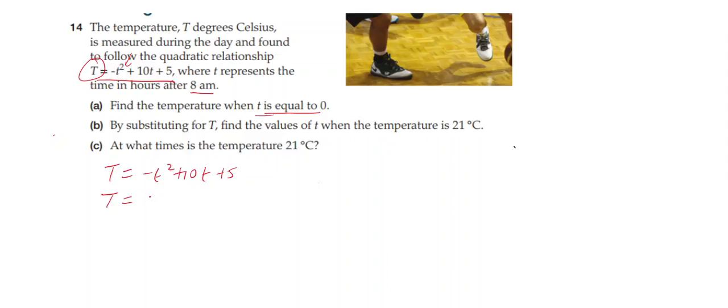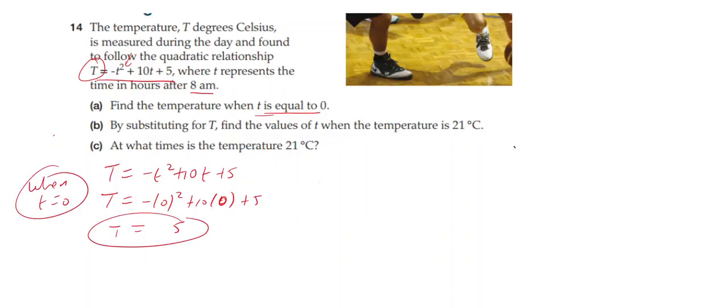That's what it's asking. So when time is 0, I'm just going to sub in 0 for small t, and I get 0 plus 0 plus 5. So big T equals 5. So when small t equals 0, big T equals 5. So the initial temperature is 5 degrees Celsius. Always have to put units.